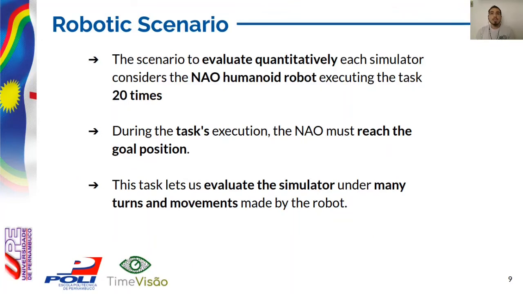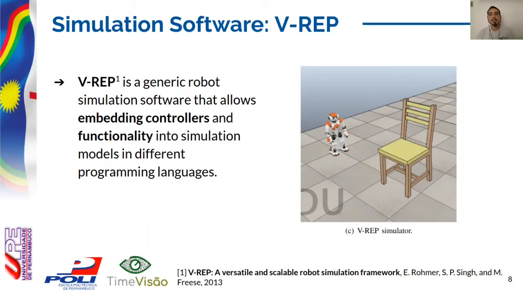To evaluate the simulation requirements, we chose the NAO humanoid robot to perform a navigation task where it must reach a goal position. It must avoid an obstacle in between. This task was executed 20 times for each simulator in order to obtain statistical measurements. During the task execution, the NAO must go around a chair, which is considered the obstacle, to reach the goal position, as can be seen here in the image.